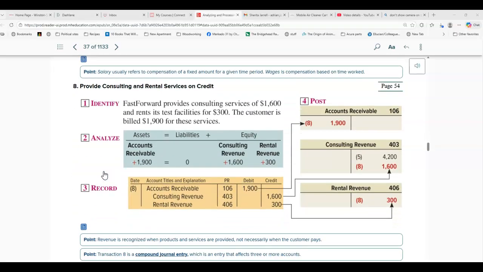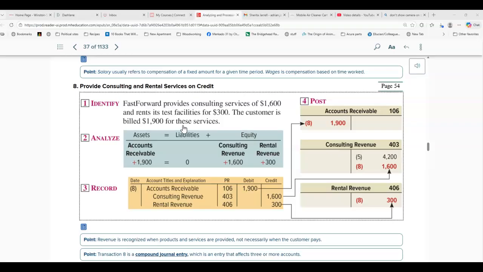Let's see. We provide consulting services on credit. Oh, I'm sorry. We provide consulting services of $1,600, and we rent our facilities to someone for $300. So he's billed for $1,900. So accounts receivable, an asset, is going to be increased by the whole amount, $1,900. And the consulting revenue is going to be credited, increased by $1,600, and rent revenue is going to be increased by $300. So we got 3 accounts. But notice, $1,900 on the debit side, $1,900 on the credit side.